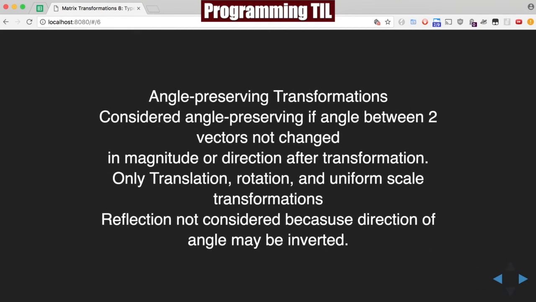Angle-preserving transformations are those where the angle between two vectors is not changed in magnitude or direction after the transformation. Only translation, rotation, and uniform scaling transformations are angle-preserving. Reflection isn't considered because the direction of the angle may be inverted.